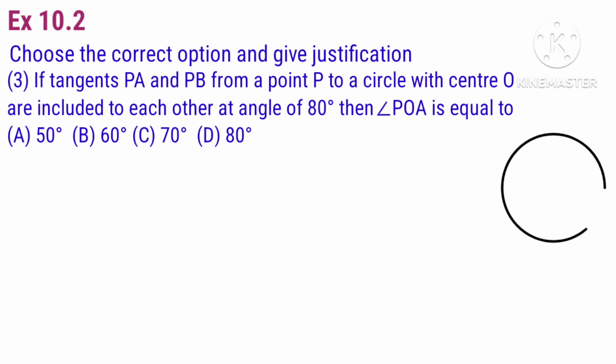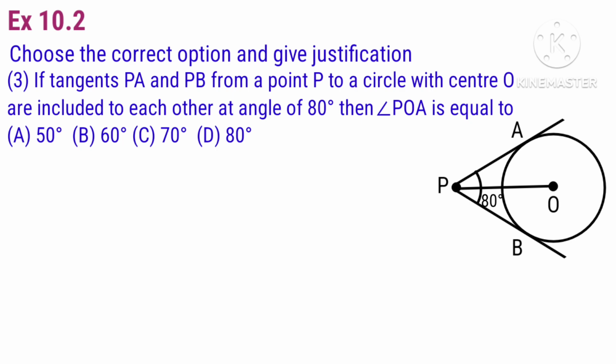So let's take a circle. Center of the circle we'll mark as O. Now there is a point P and we have two tangents. PA is a tangent and PB is a tangent. Tangent means we'll have only one point touching the circle. So PA and PB will start from point P and it will be like this. Now these are inclined to each other at angle of 80 degree.